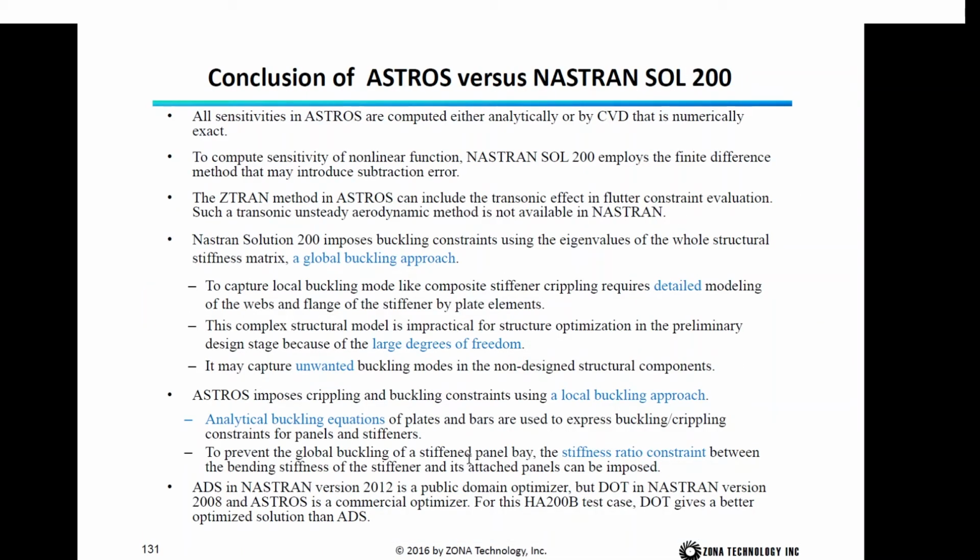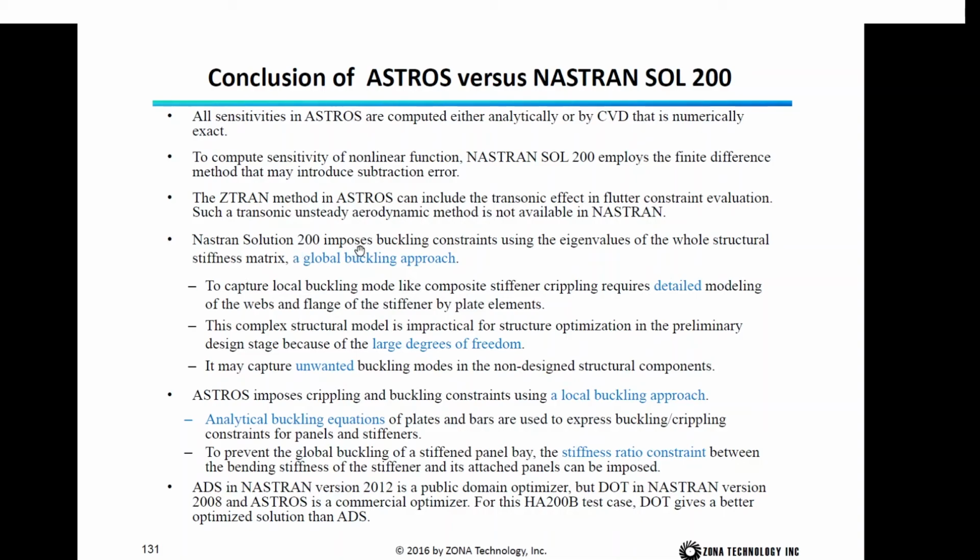Okay, the conclusion of ASTROS versus Nastran solution 200. All sensitivities in ASTROS are computed either analytically or by CFD, that is numerically exact. To compute the sensitivity of nonlinear functions, Nastran solution 200 employs the finite difference method that may introduce subtraction error. The Z-chain method in ASTROS can include the transonic effect in throttle constraint evaluation. Such a transonic unsteady aerodynamic method is not available in Nastran.